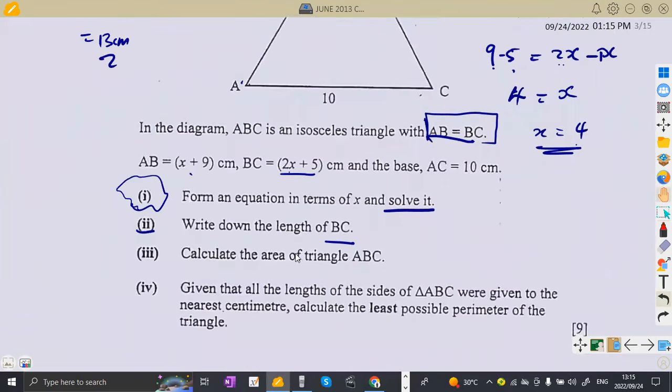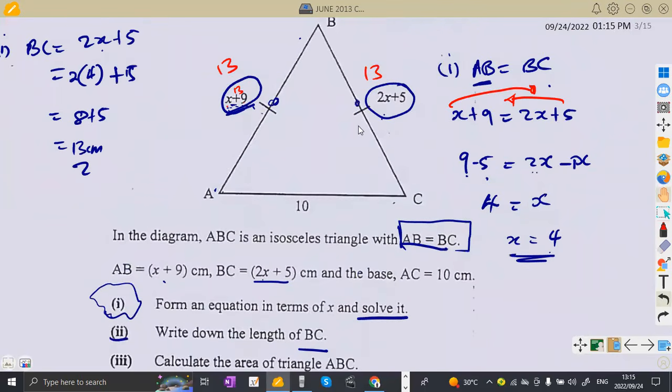Then calculate the area of triangle ABC. This is our triangle that we are given, and we need the area. So how do you calculate the area of an isosceles triangle? This is what you need to know from the isosceles triangle. Let me just remove these parts so it can be clear.